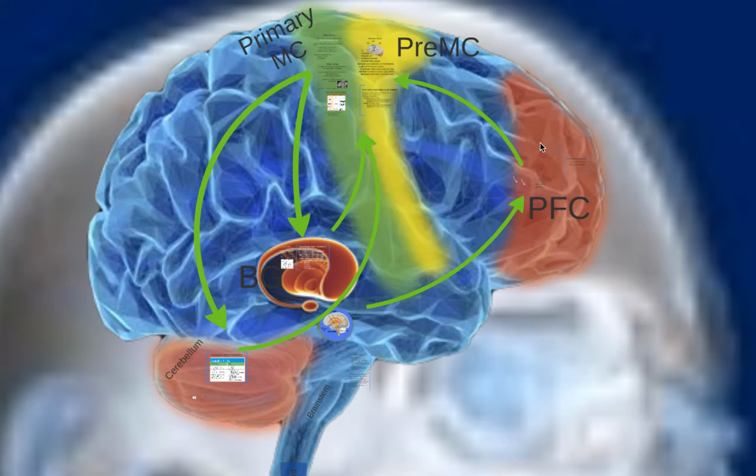As we go through each region of the brain, we'll be identifying what each region is, how it impacts movement, and if there were damage to that area, what symptoms we might expect to see.